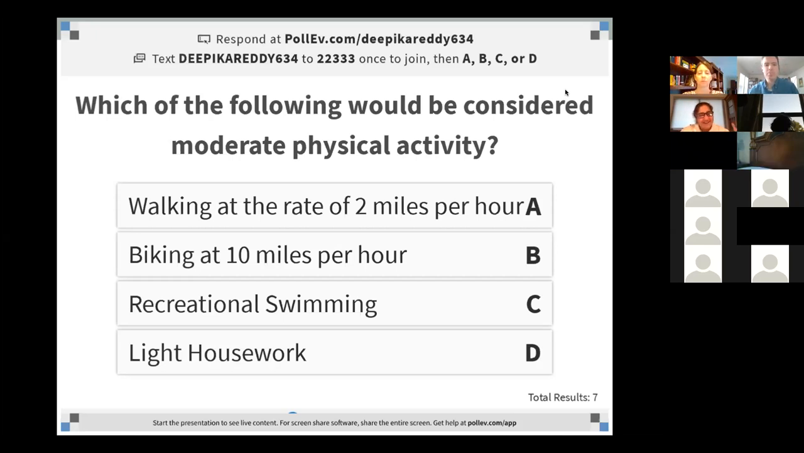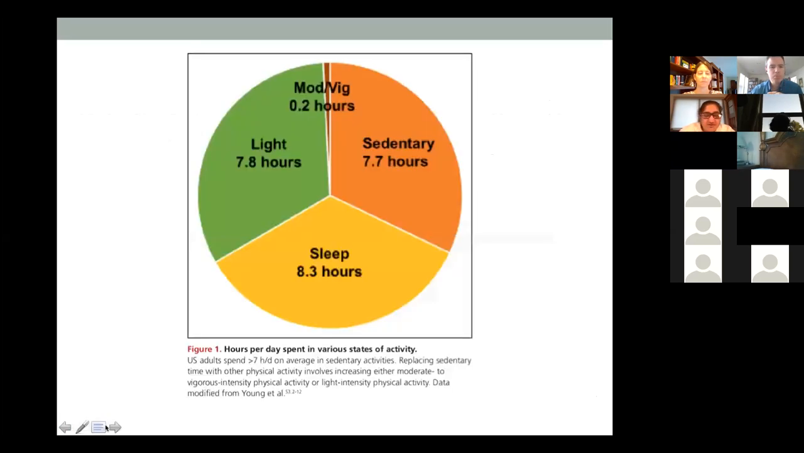This is actually quite nice when there's a spread, so it helps us have a conversation. The answer is recreational swimming. Walking 2 miles an hour is considered light, and we'll talk a little more about that. Biking at 10 miles per hour is considered vigorous, and light housework is considered light, not vigorous at all. So this slide comes from the guidelines.